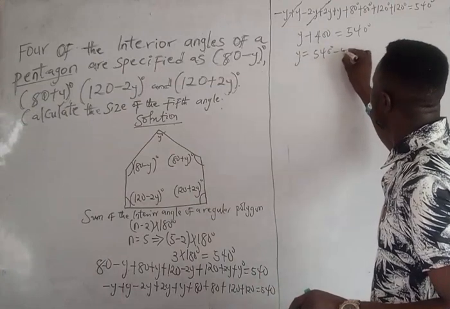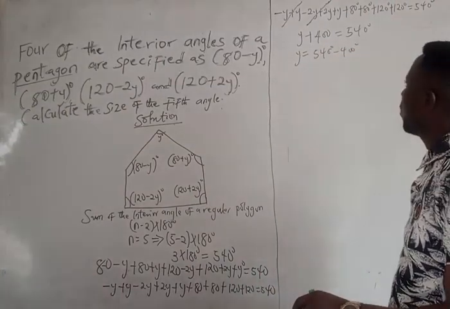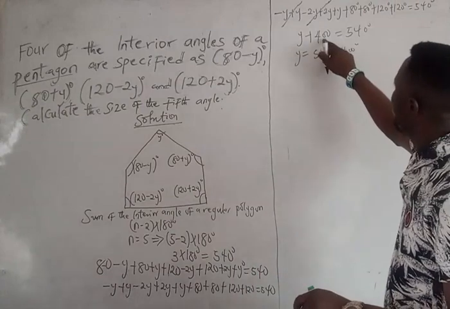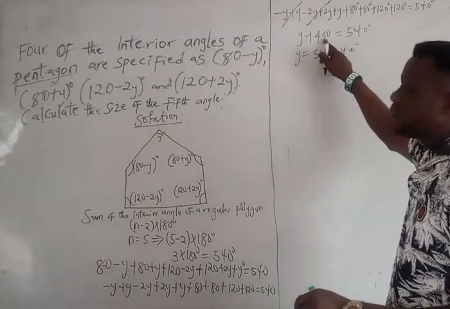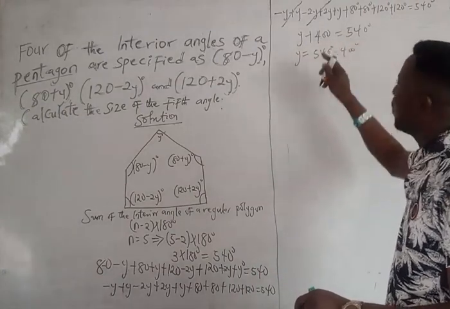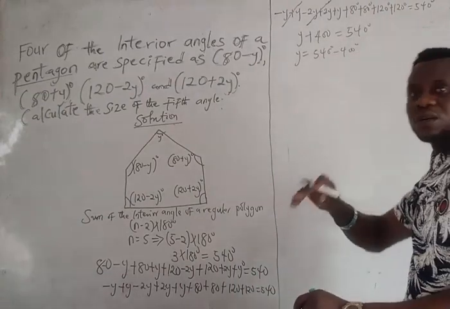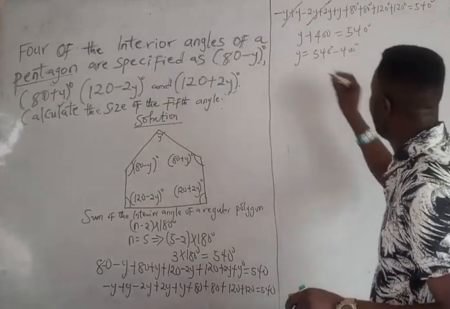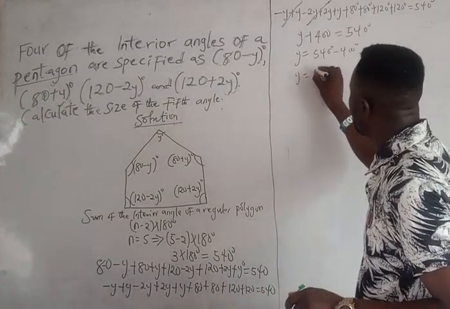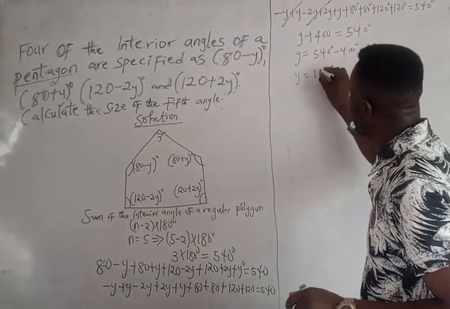540 degrees minus 400 degrees. The reason is that you have to take this 400 out of both sides. You can do it that way, or just transfer this 400 to the other side, and when it crosses the equal sign, positive becomes negative. So our y now is equal to 140.